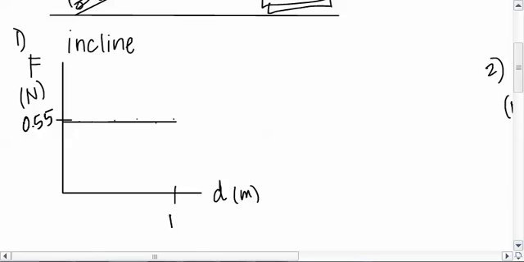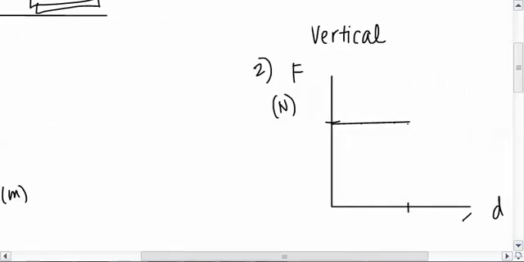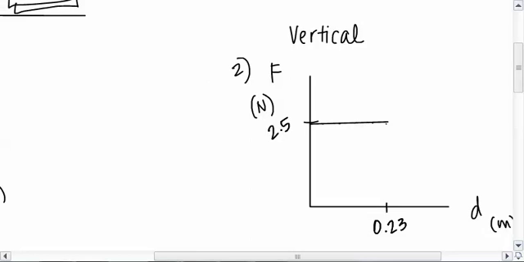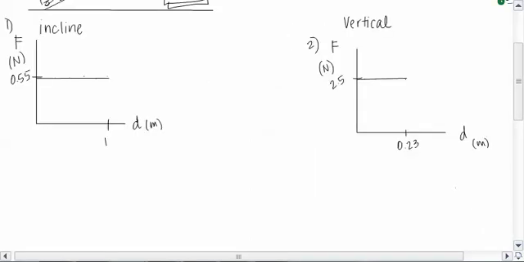And then when we picked it straight up off the table so that it ended up in the same place, Justin, what force did you apply when you just picked it straight up? 2.5 newtons. And what distance did you pull that force through? 0.23 meters. Any questions so far? All right. Now, I see some similar things about these two graphs. The slopes of both of them are 0.